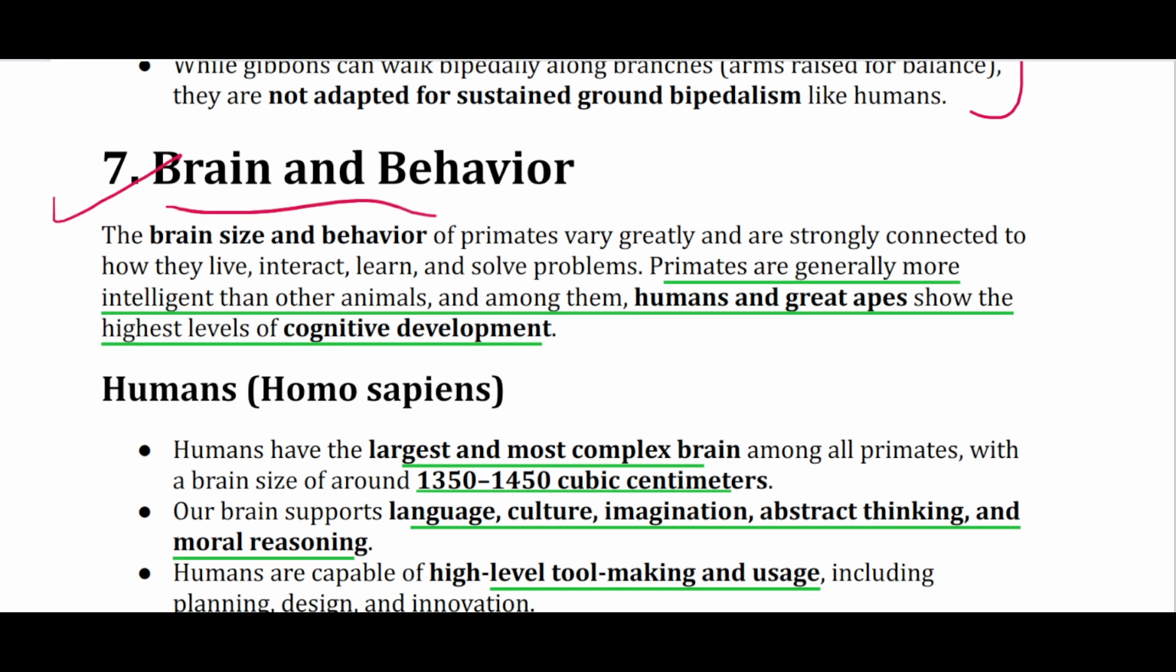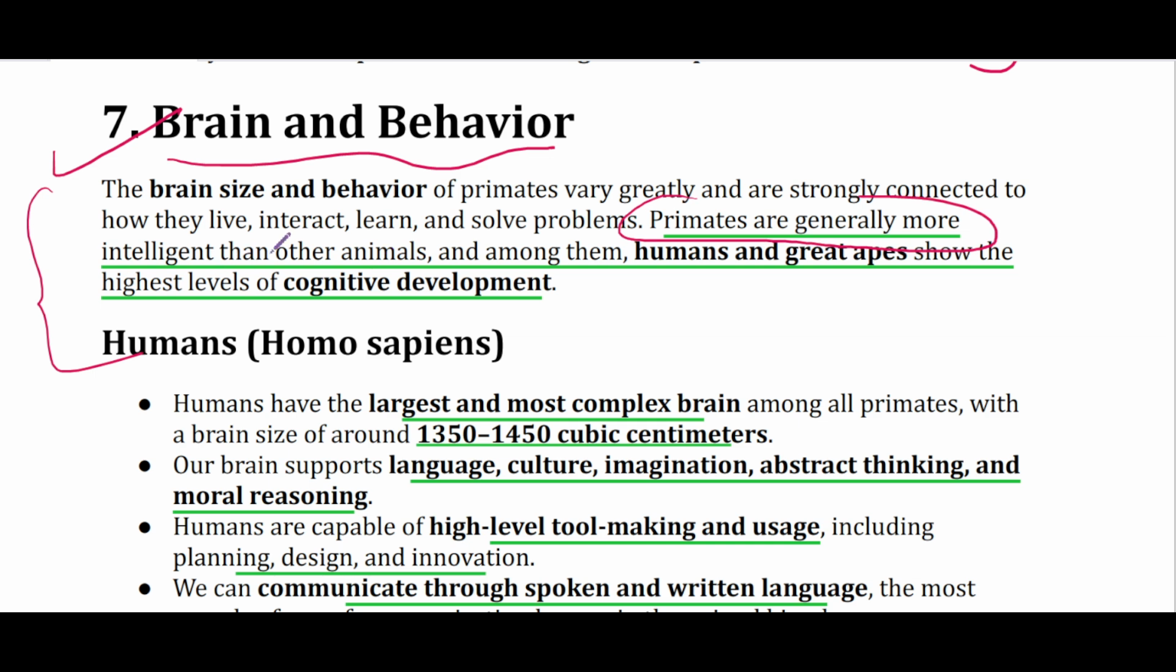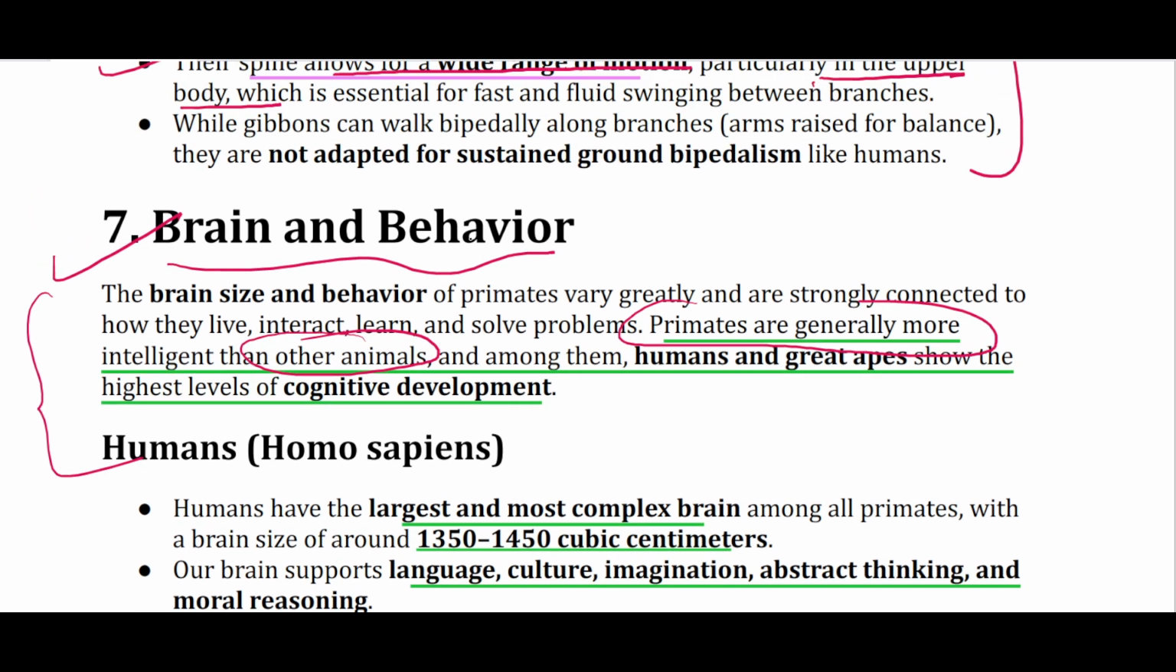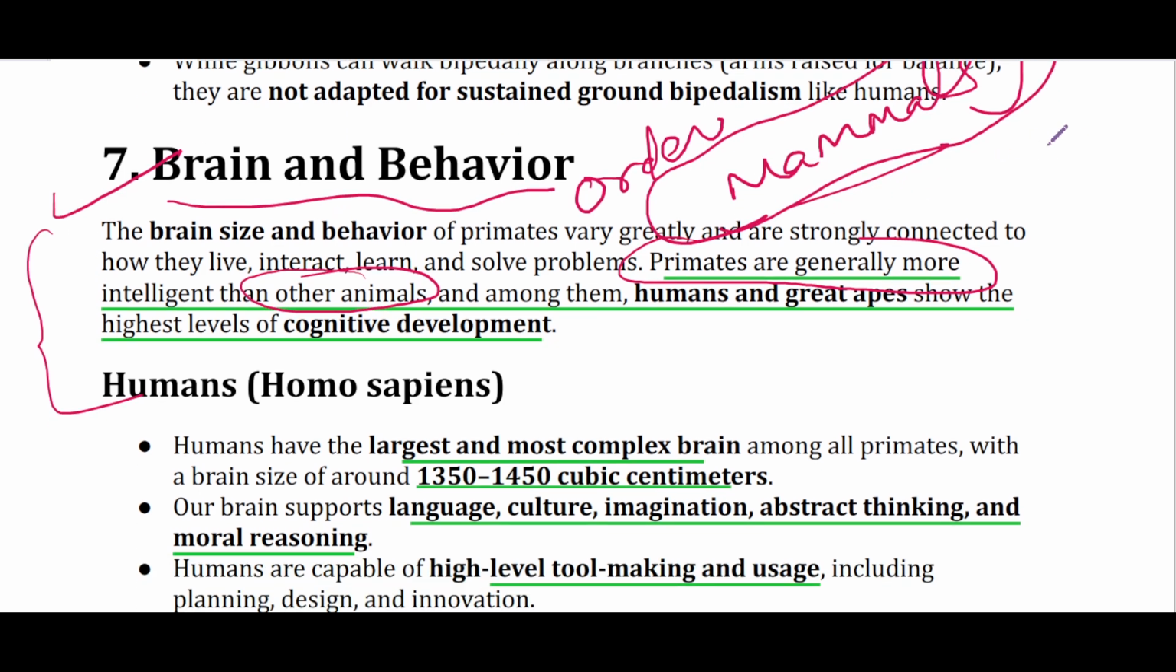Next characteristic, brain and behavior. Primates are generally more intelligent than other animals. And since primates are an older order of mammals, because we have evolved from mammals, we are more intelligent than them.